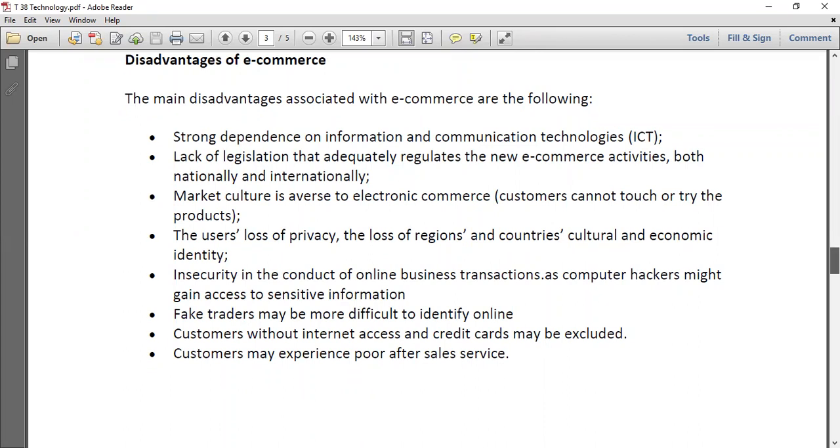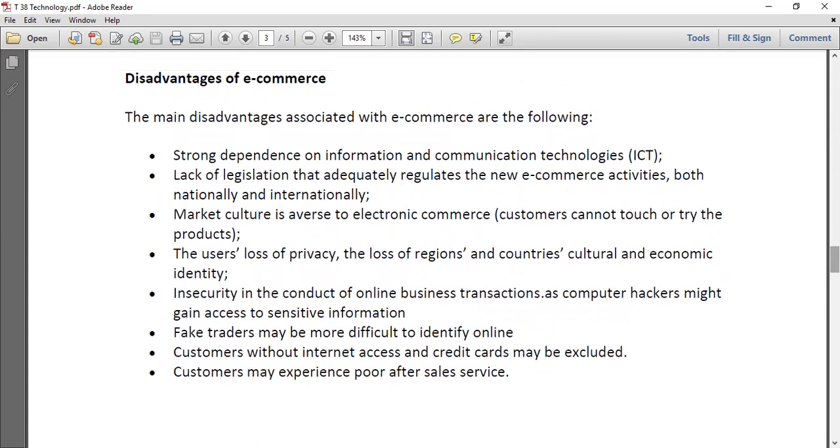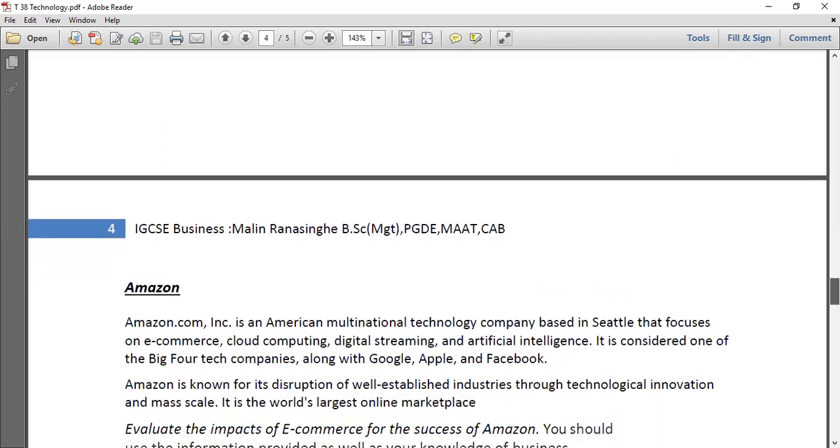Because with e-commerce, sometimes there are mock exams also. We can see e-commerce questions in a 12 marker. So you should know at least two benefits and two drawbacks of the e-commerce concept. And look at this kind of question.